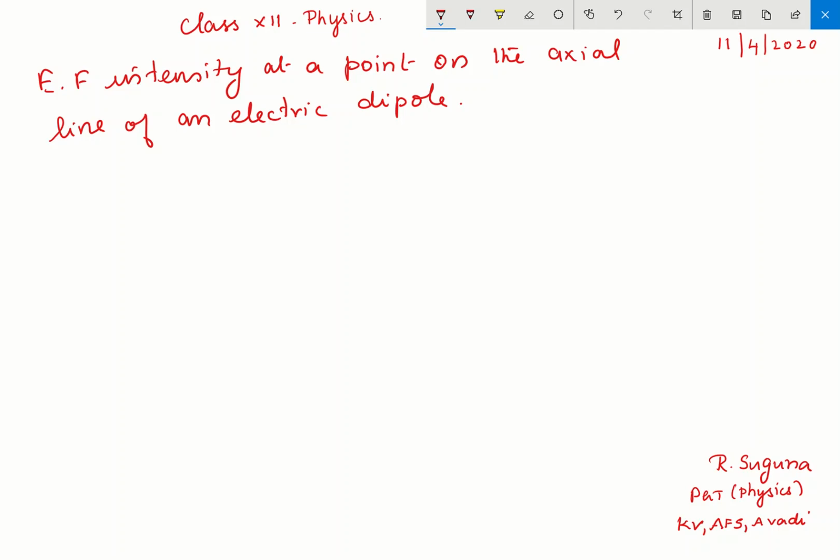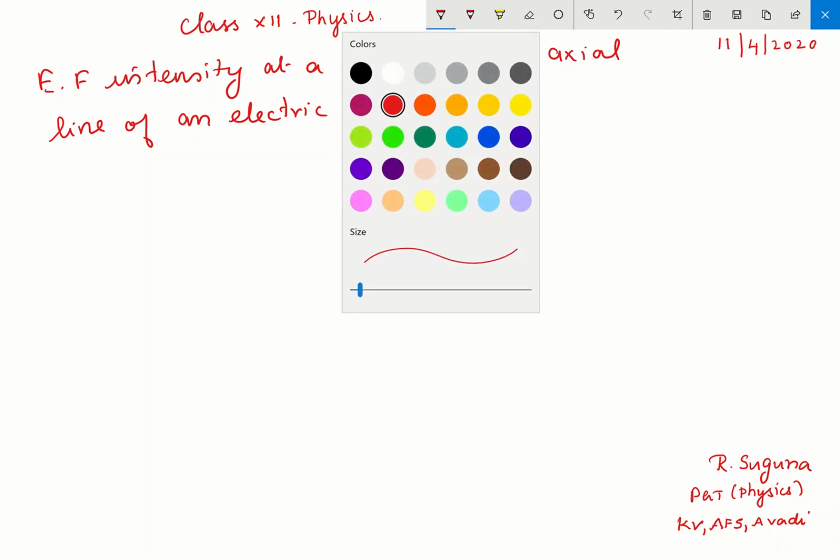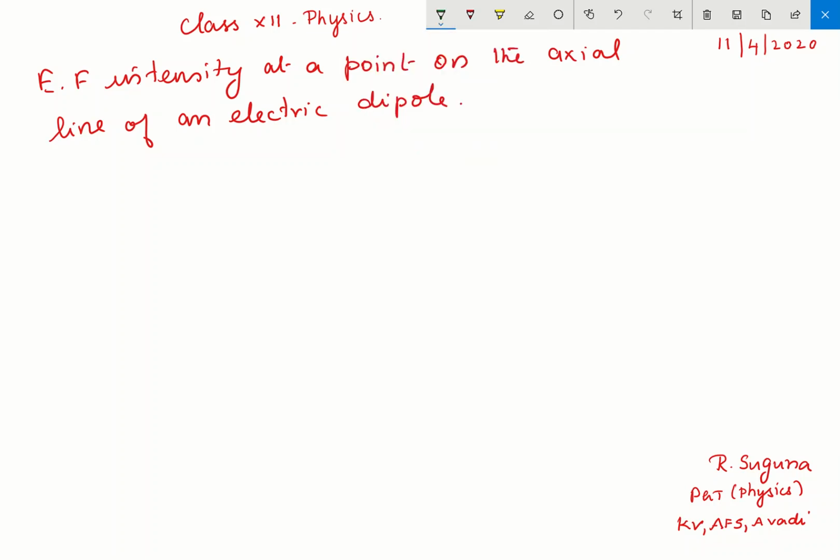Okay, there is a derivation, an important derivation. Sometimes it may be asked for 3 marks, sometimes for 5 marks coupled with numericals. So now we'll see what it is. A very easy, simple derivation only.